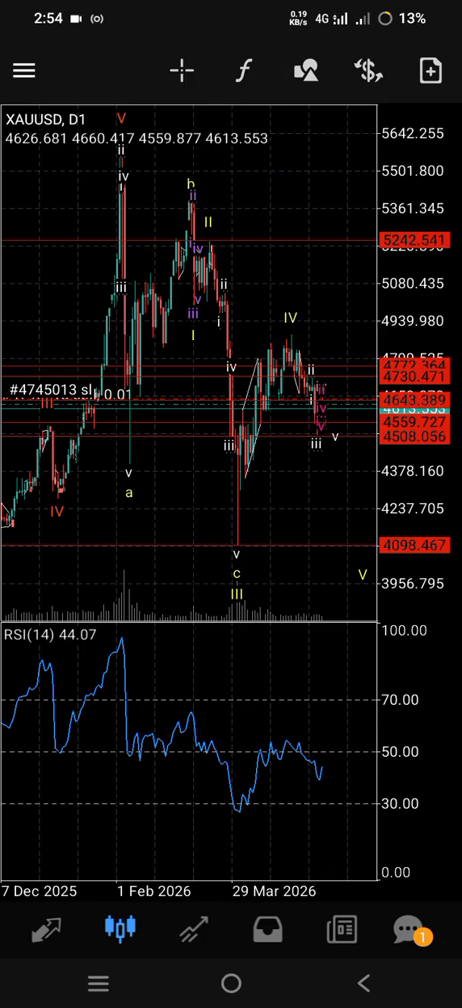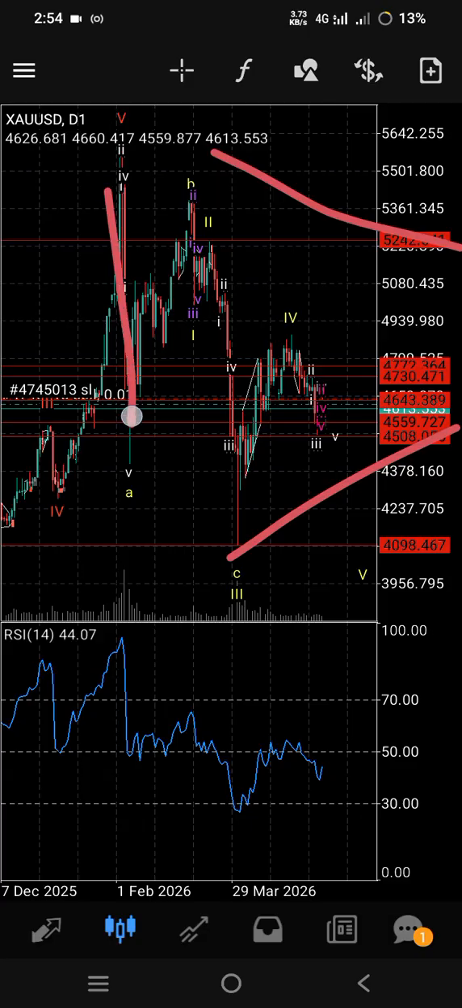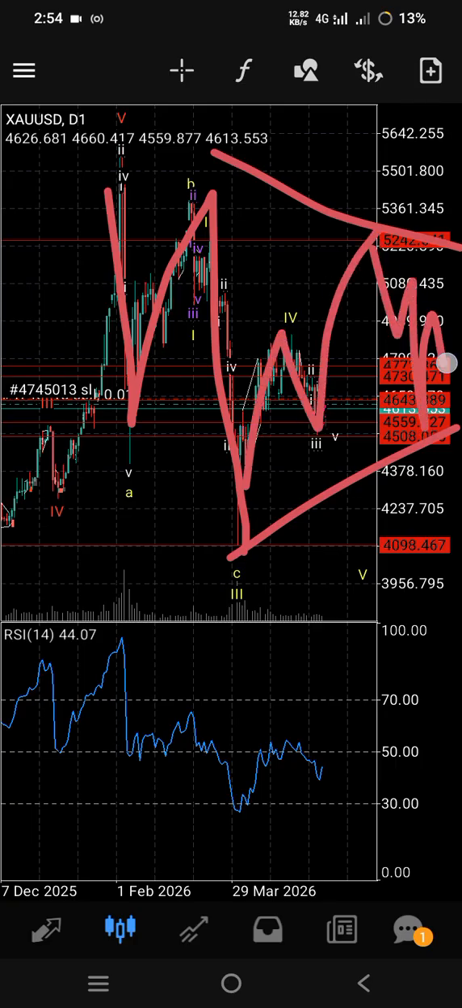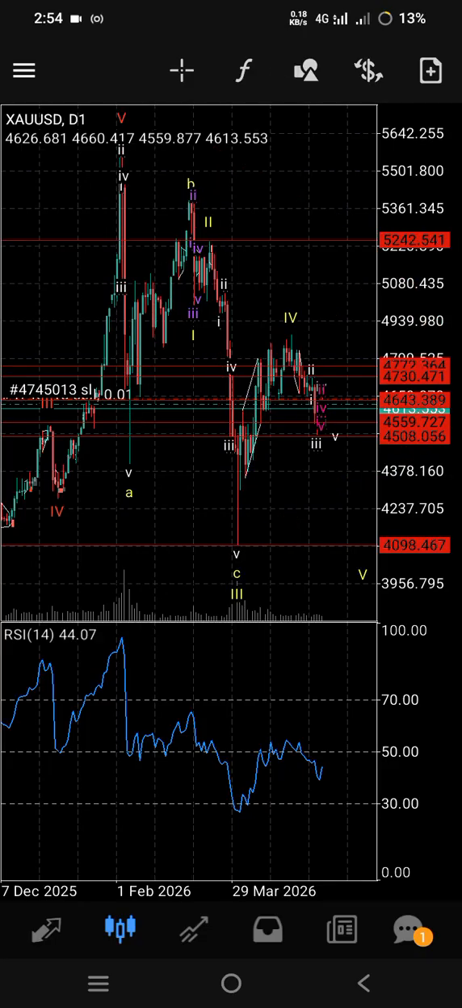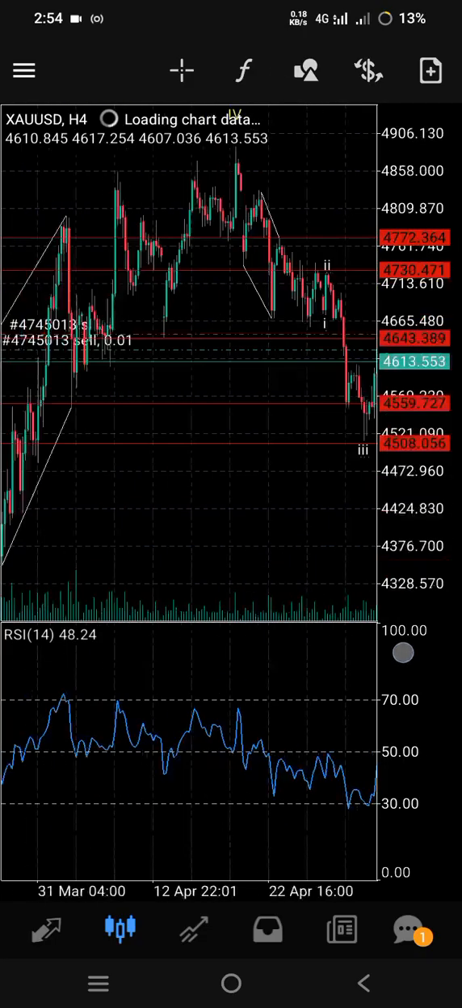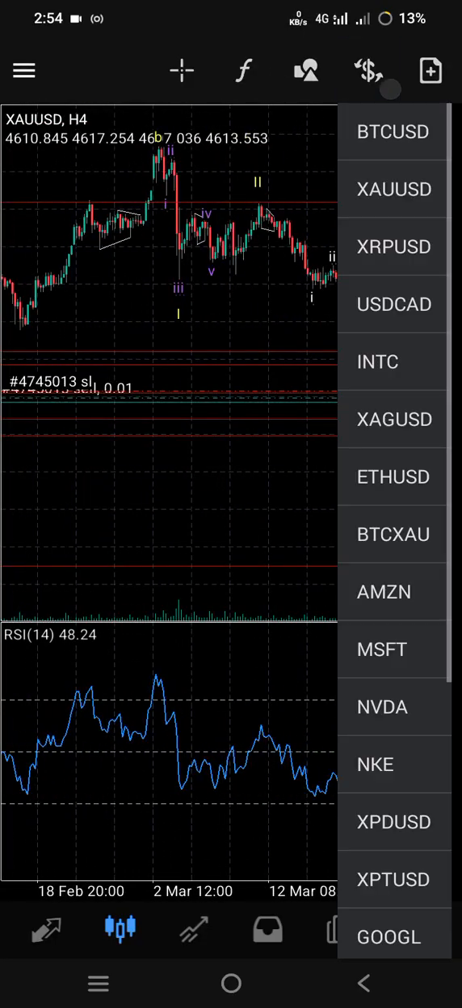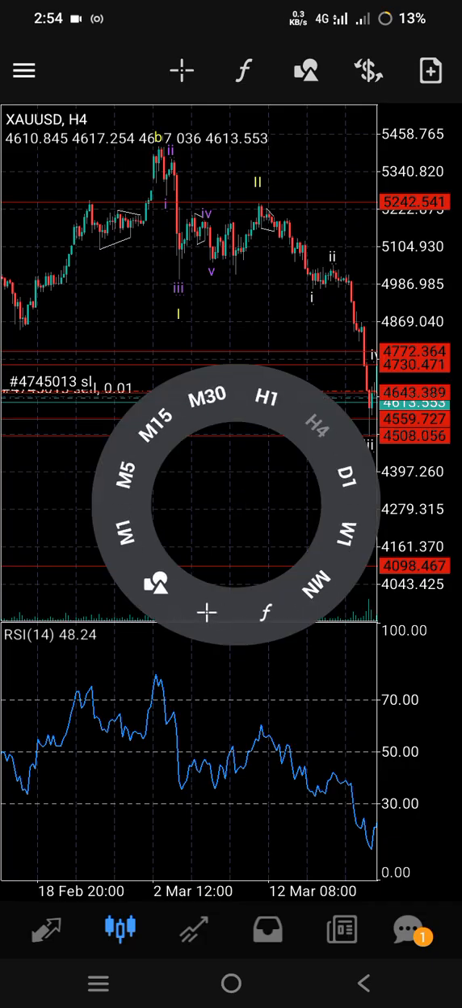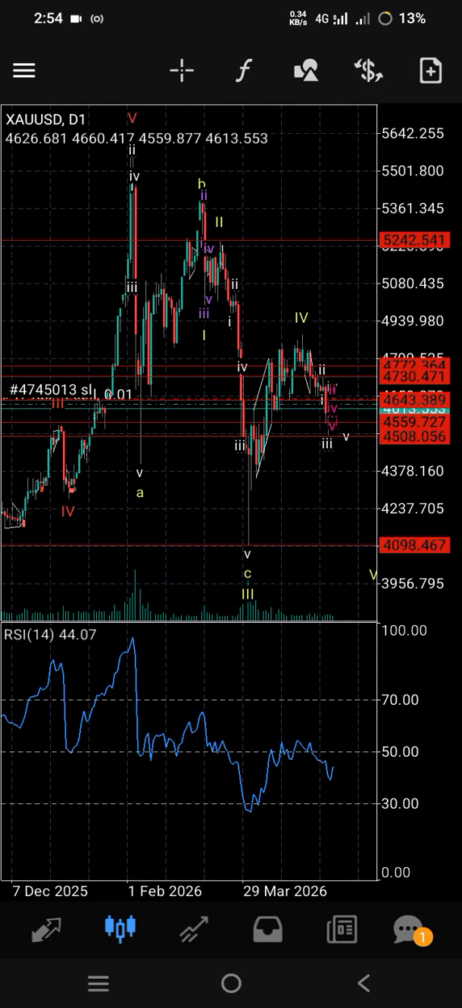But then we shouldn't forget that there's the possibility of this turning out to be a triangle, and triangles are 5 waves in 3s. So there's that possibility. We could have had the 1, 2, 3, while working on the second 1, 2, 3, and then we keep doing that until we reach the last wave of the triangle. So for now, I am still expecting a continuation of this yellow count.